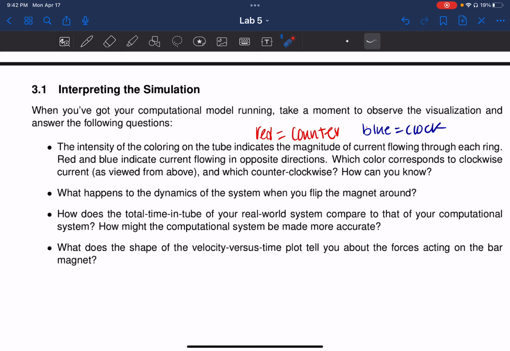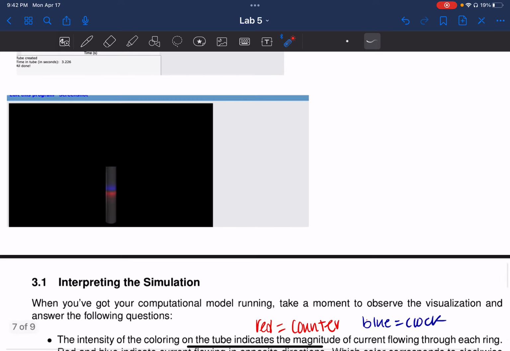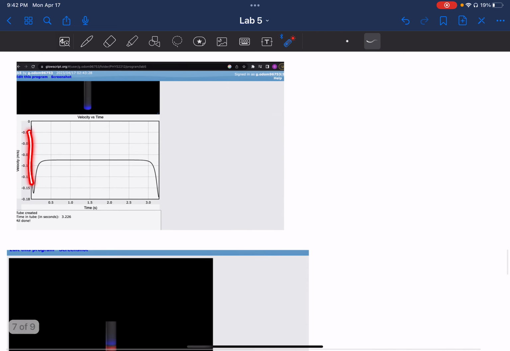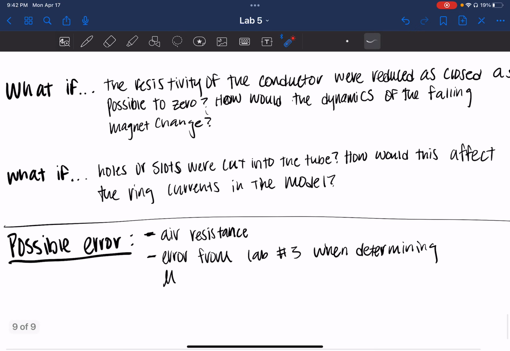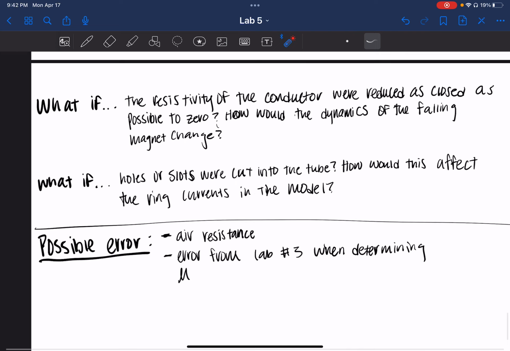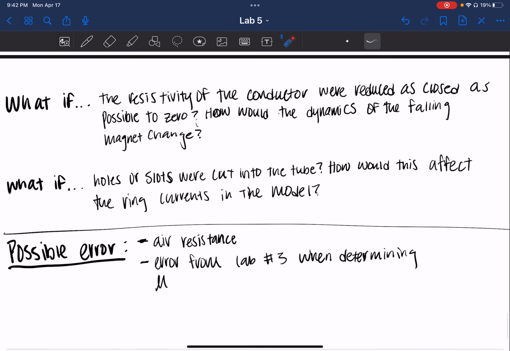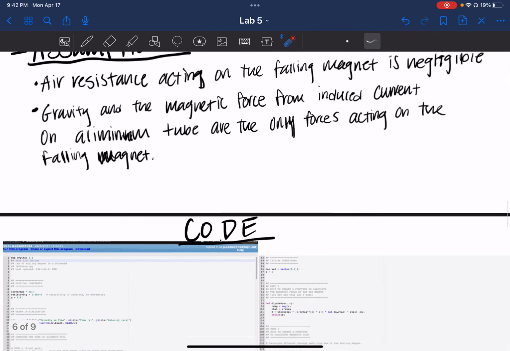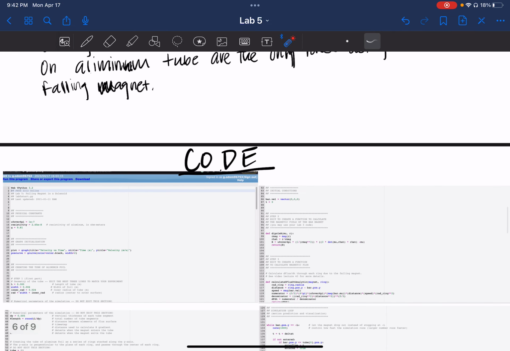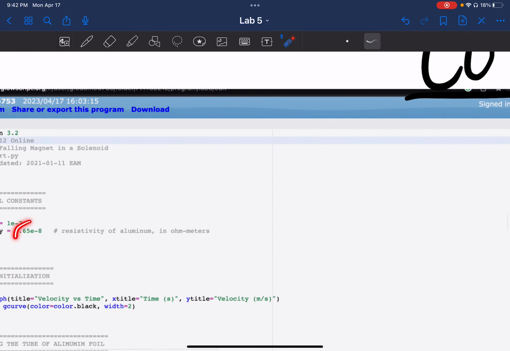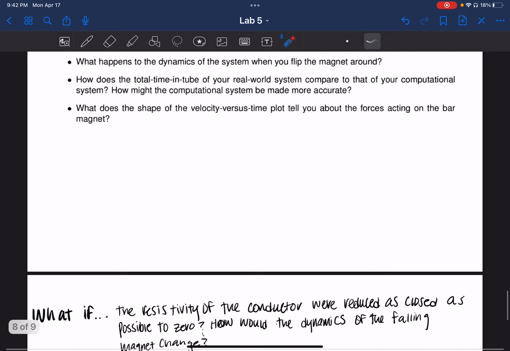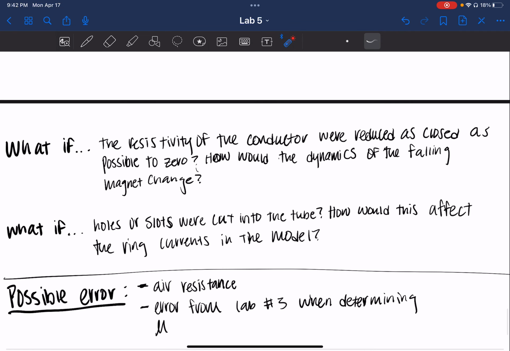And then what does the shape of the velocity plot tell you about the forces? Well, at first it's falling with an acceleration, and then it reaches constant velocity, zero acceleration, and then it falls out of the tube. What if the resistivity of the conductor was reduced as close to possible to zero? Because in the code, we had to account for the resistivity of the aluminum, which is right here. And what if it was basically zero?